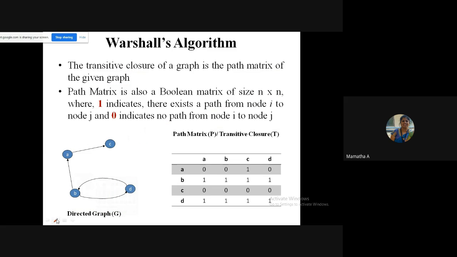B to B. Am I having a path from B to B? Yes, ma'am. Okay. How was that path? Can anybody tell me which edges form the path? B to D, then again D to B. Yes, it's one. See the difference. Okay. B to C, is there a path?